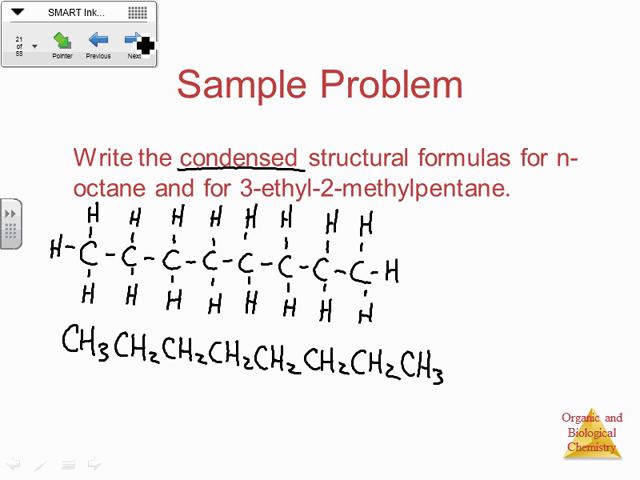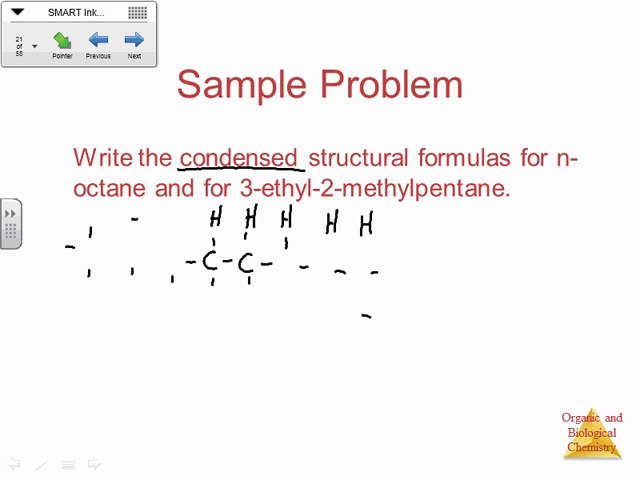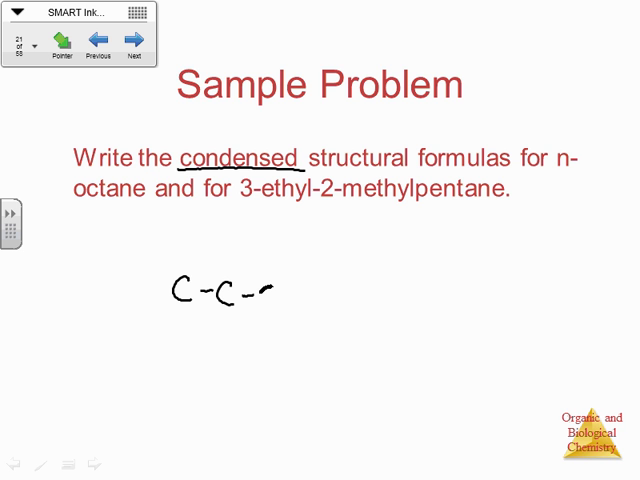So that's the octane. Now the 3-ethyl 2-methylpentane, I'm going to have to erase all of this and give myself some room here. Again, I'm going to write this as a Lewis formula first. So pentane is my backbone on this one. 1, 2, 3, 4, 5. Okay, and then I need to figure out what substituents I have coming off of it.